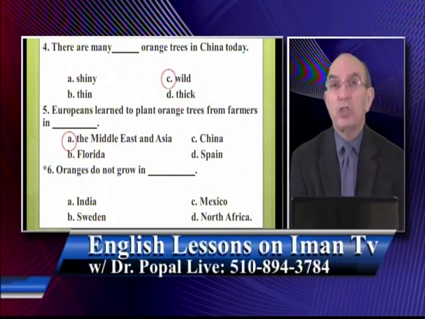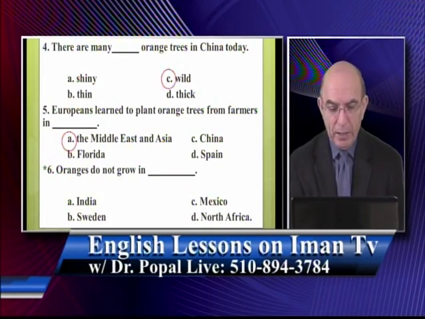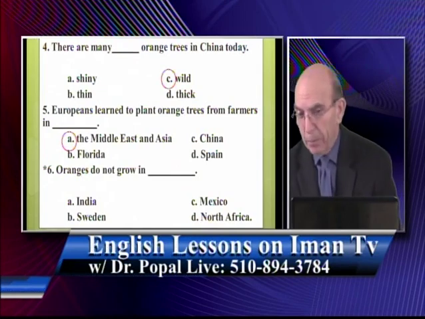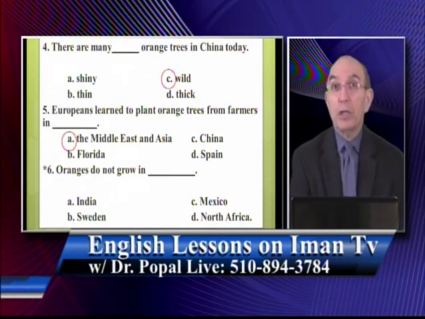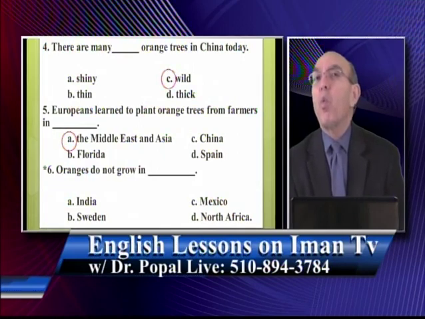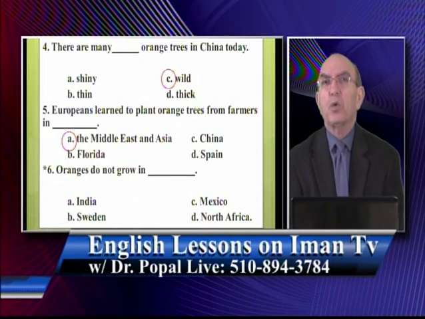Number 6 means the answer is not in the passage I read to you, but you use your judgment and choose the correct answer. Oranges do not grow in blank. A, India, B, Sweden, C, Mexico, D, North America. We all know that oranges need some kind of a warm climate. So if it's a very, very cold place, you cannot grow oranges.